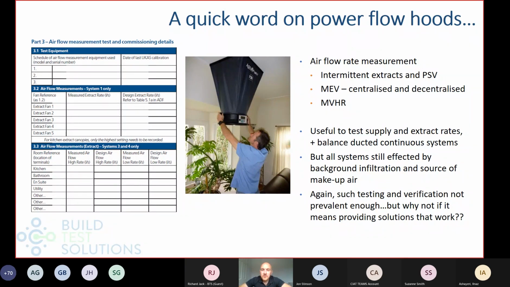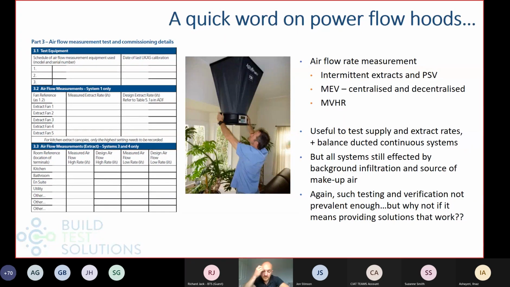But what again is overlooked here is that neither a fan test nor a powered flow hood has actually provided a measurement of the true background ventilation, or the background infiltration, background air leakage. And obviously all of these fanned mechanical systems, as well as natural ventilation, are being driven by this natural pressure level background infiltration. So to this point, the tools available to us haven't been able to measure that particularly well or very accurately.